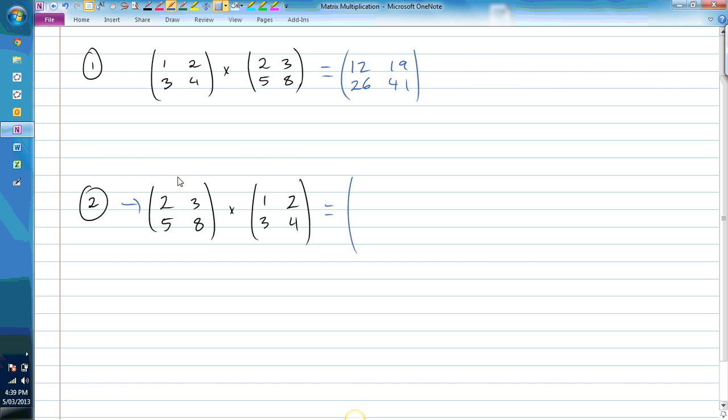But we're still going to match up our rows and our columns. We're going to match the first row with the first column. So I'm going to go 2 times 1, and then I'm going to have to add 3 times 3. The second spot in my matrix, the top right, I'm going to get by going this row with this column, 2 times 2 plus 3 times 4.